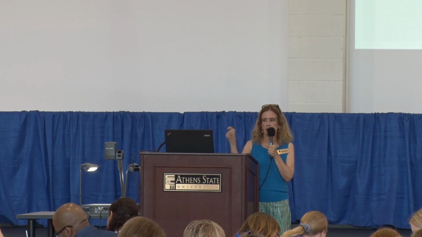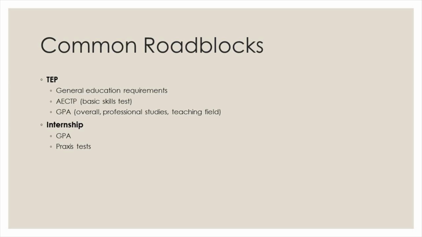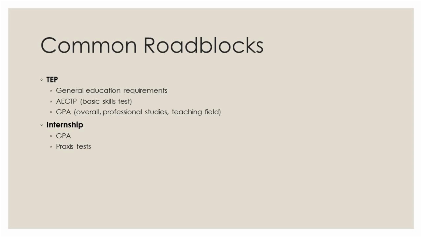You need to monitor that each semester, because in that section of your degree works it's going to tell you what your GPA is for each of those areas. Same thing for internship. If you don't have a 2.75 in all 3 areas, overall, professional studies, and teaching field, you're not going to be eligible to complete your internship. You'll have to go back and retake some courses, and we don't want you to put yourself in that position. And for internship, all of the praxis tests, and those vary greatly by major, must be passed. Does anybody have any questions about that?